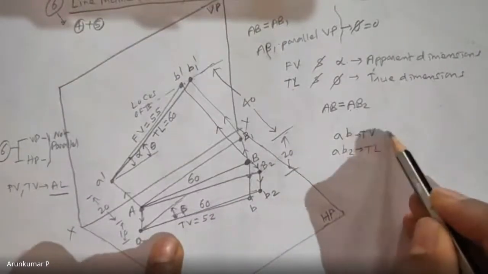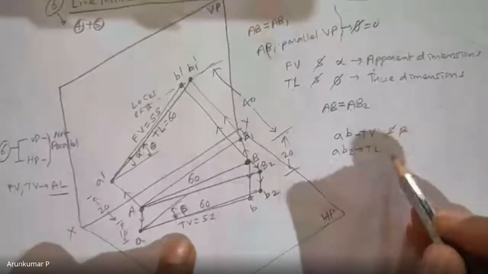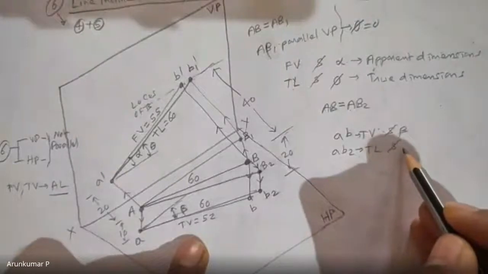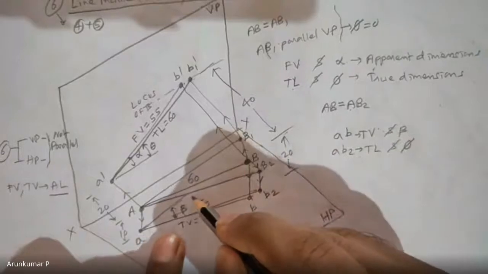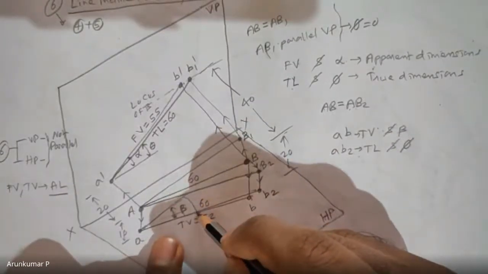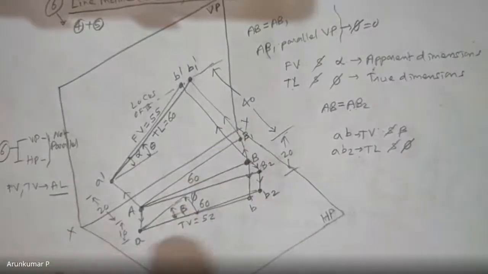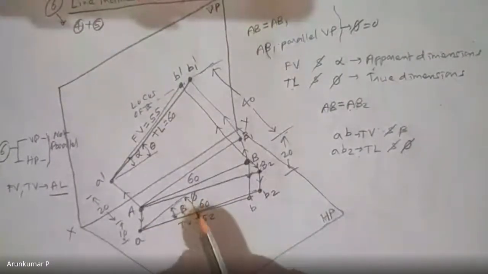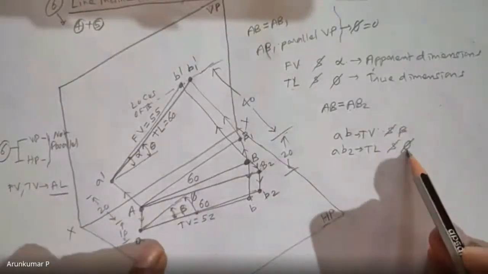Now, ab is the top view which is inclined by an angle beta, whereas AB2 is the true length which is also inclined by some angle. Now, this angle we'll call it as phi. And where is this angle? It is here. If you see this, the inclination of AB2 with the XY line is an angle phi. So, you got beta, you got phi.